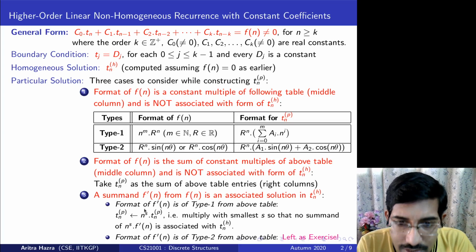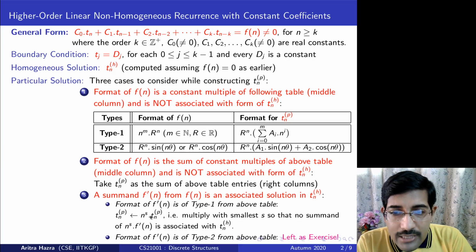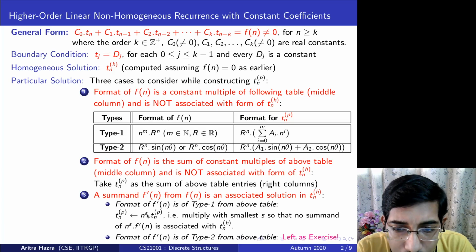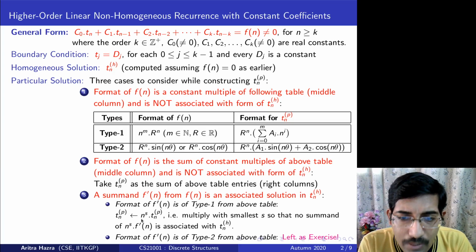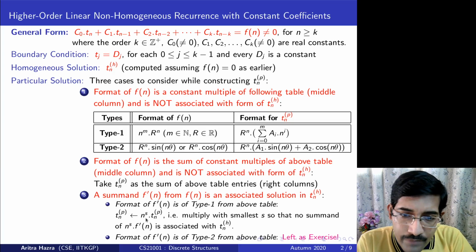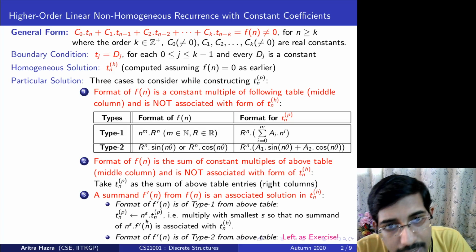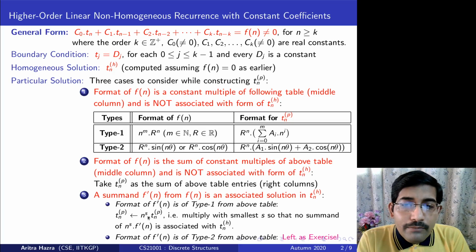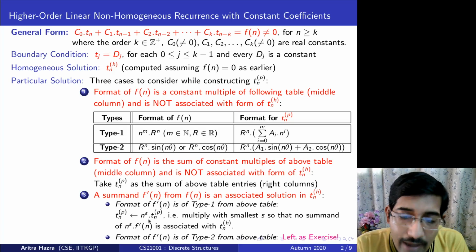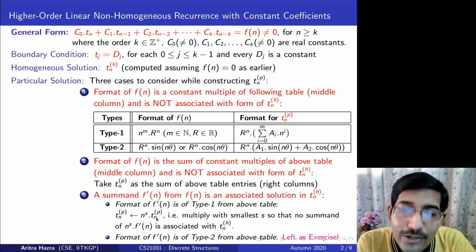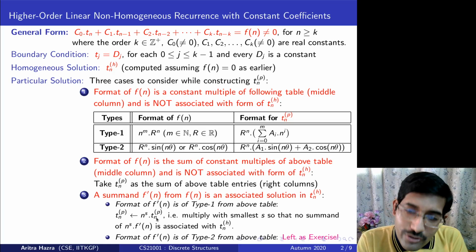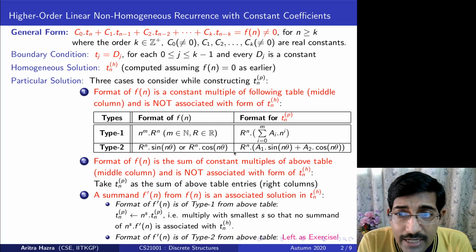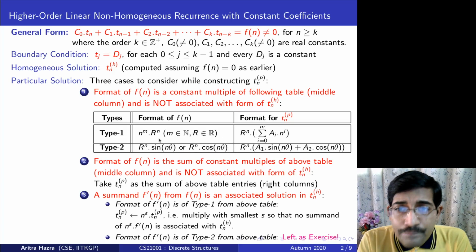Then whatever format this table gives you, you try to transform it with the smallest s, multiplying with n to the power of that. So, if your solution has, let's say, n into r to the power n in the homogeneous part, you will try to multiply it by another n. So, it becomes n² into r to the power n in your particular solution. So, you need to make it linearly independent. That's why this is a rule of the table.